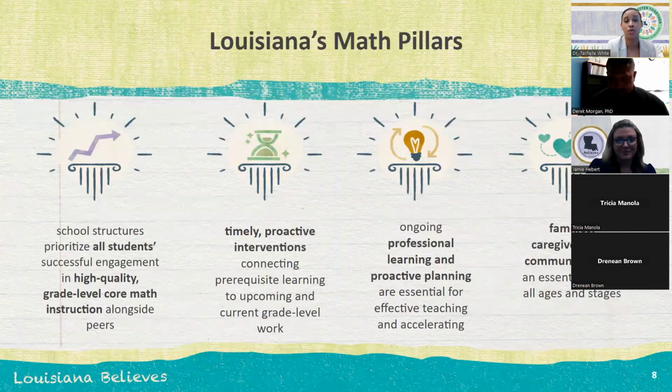Our work is centered on 4 pillars, and all of these pillars are grounded in accelerating learning for all students. High impact structures designed to prioritize access to high quality grade level math instruction for all students. Our second pillar, just-in-time proactive intervention supports that connect prerequisite learning to immediate, upcoming, and current grade level work. Third pillar is ongoing support for teacher collaboration and quality professional learning so that educators have the tools they need for success. And our 4th pillar is acknowledgement of the key role of families and communities in supporting math development in our students.